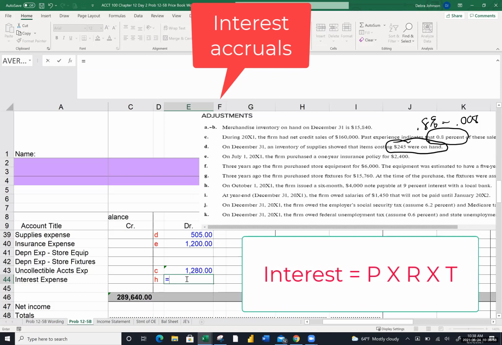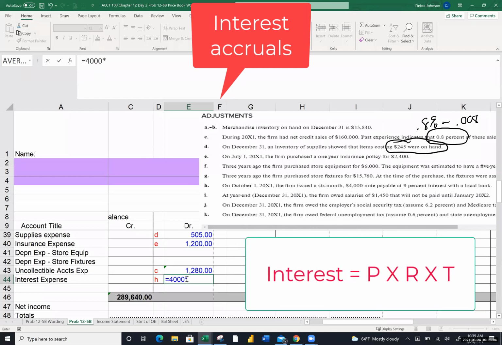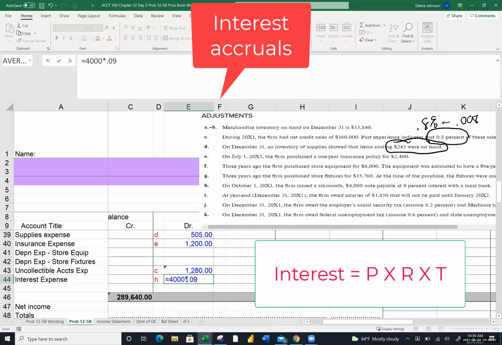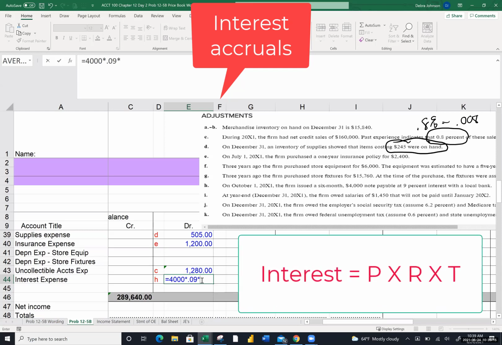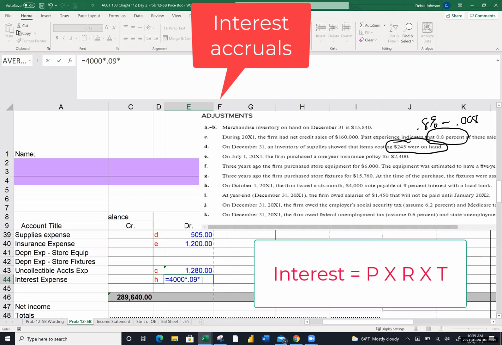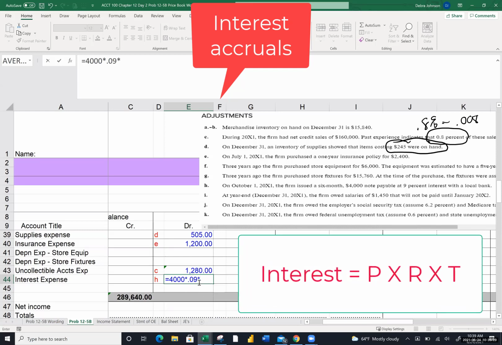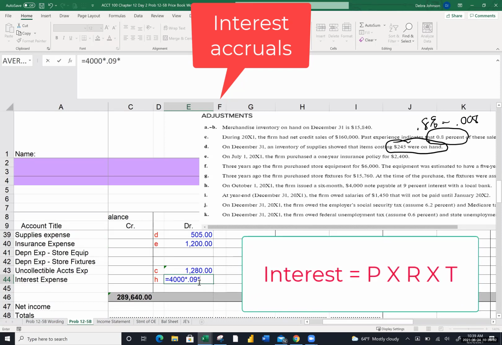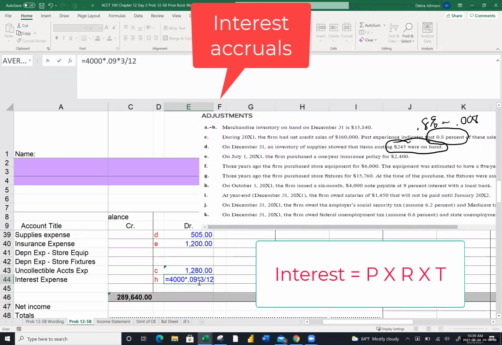So as I read through that, the principal was $4,000. The rate is 9%. What everybody messes up is the time. So the time given in H is from October 1st to the end of the year. October, November, December. 3 out of the 12 months have passed. In other words, what we're doing is taking this annual rate and turning it into the portion of the year that's gone by. October, November, December, 3/12, not 3/6.